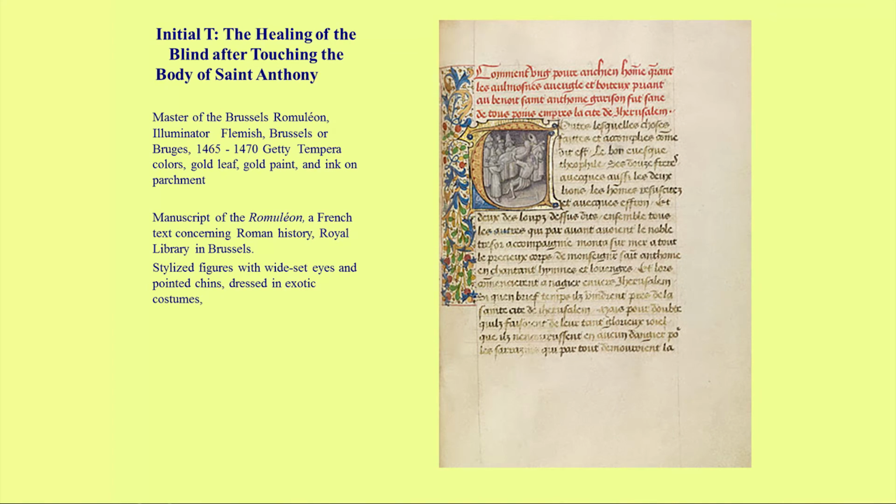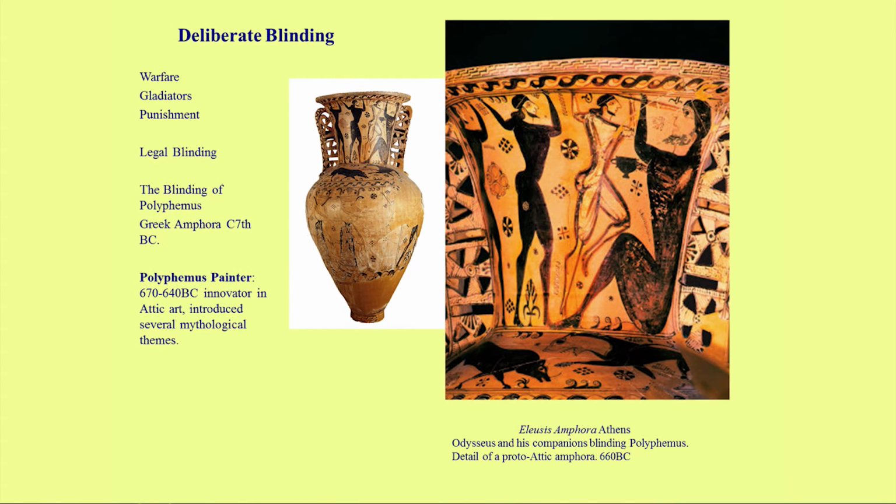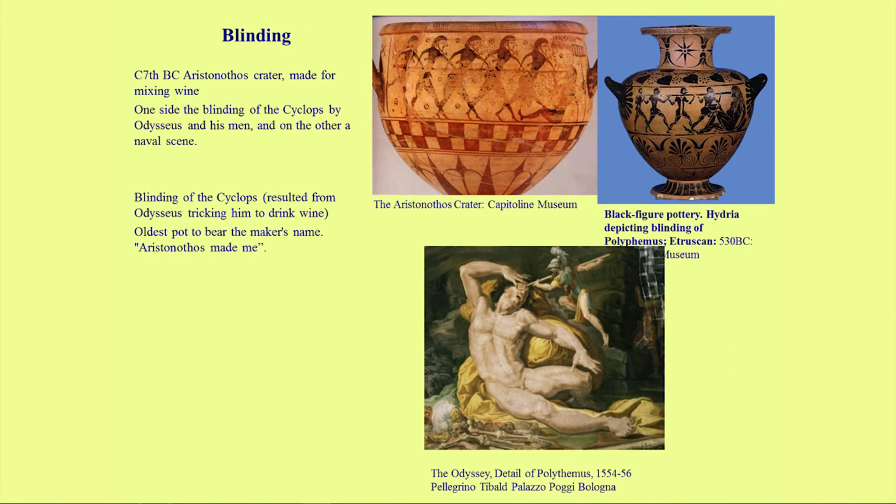Now, deliberate blinding, we will go through very early images of this, of the blinding of the Cyclops by the Polyphemus painter, used throughout. And when religious imagery alone is not sufficient, people in the Renaissance start looking at other stories, they start looking at the ancient myth and start painting images of blinding and blindness from those stories as well.